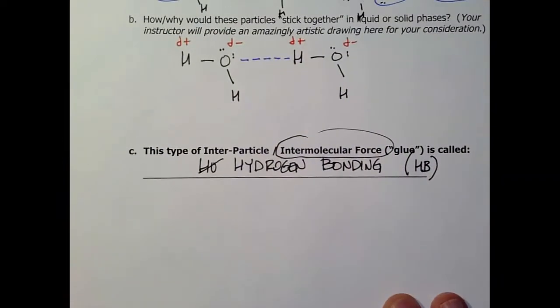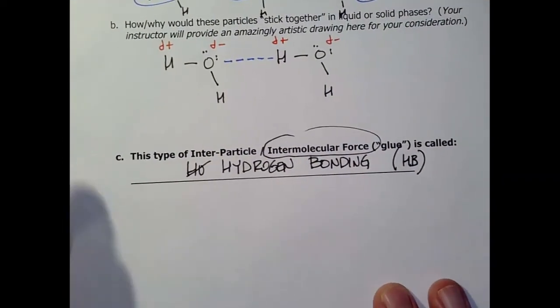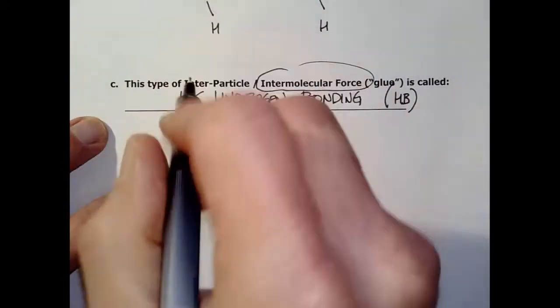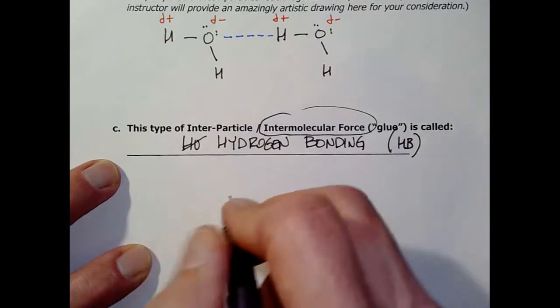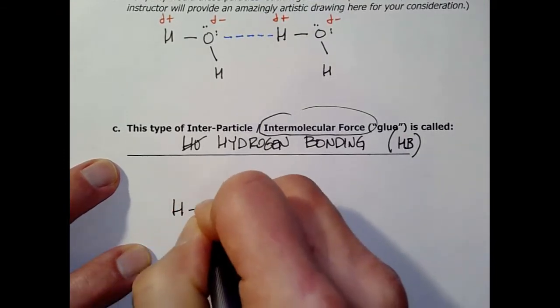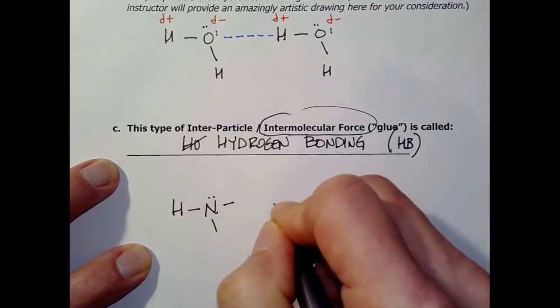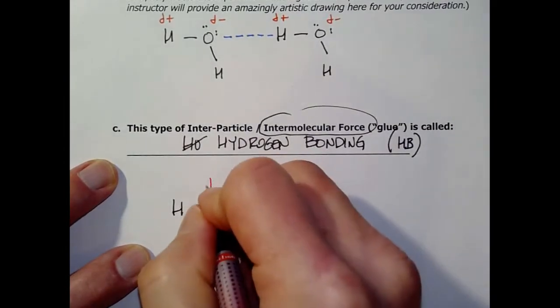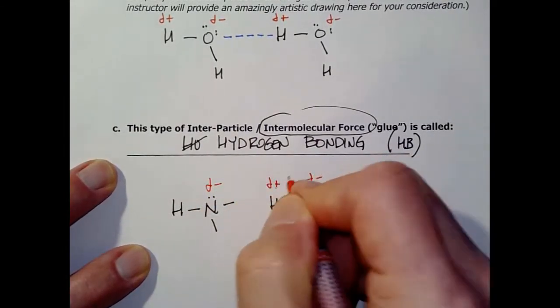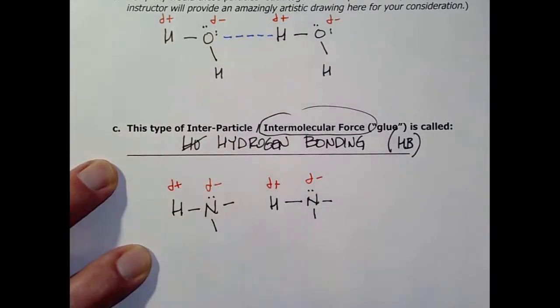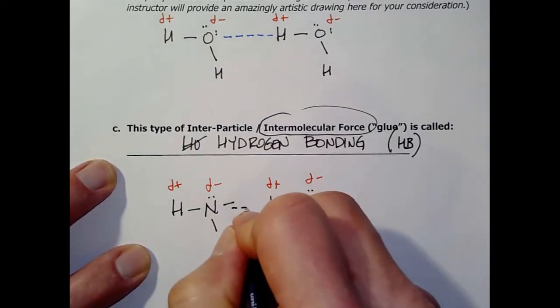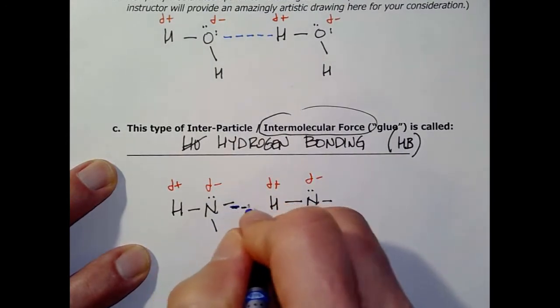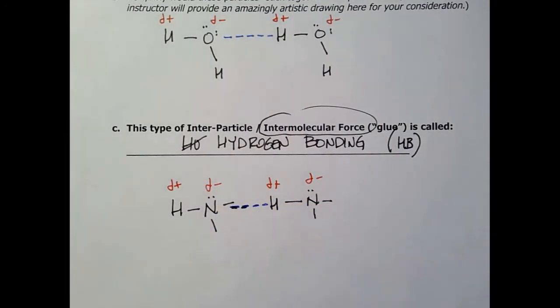Well, you know what? Let me go back to that page. I want to make a couple more examples. Just so you don't think that it's only oxygen, hydrogen, I could have hydrogen, nitrogen, hydrogen, and the same thing. Nitrogen's pretty electronegative. Hydrogen, not so much. There's my hydrogen bonding when I have nitrogen-containing compounds.